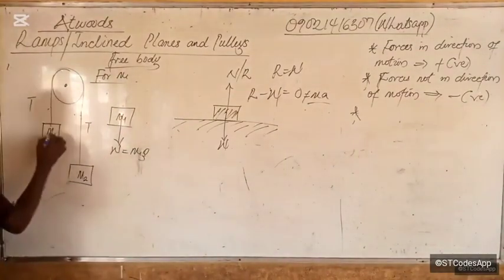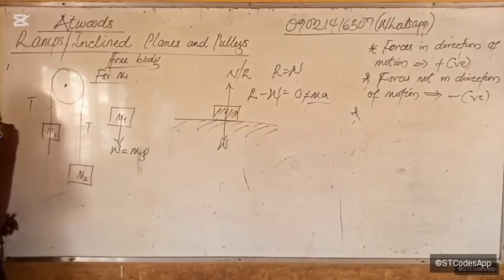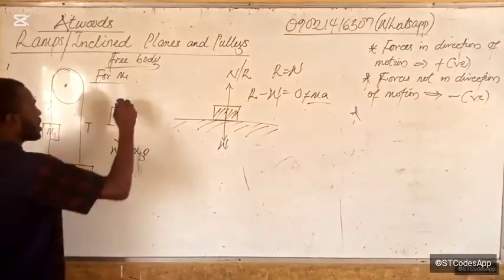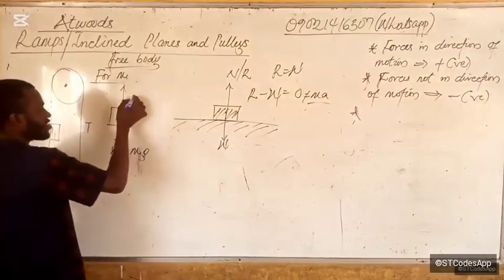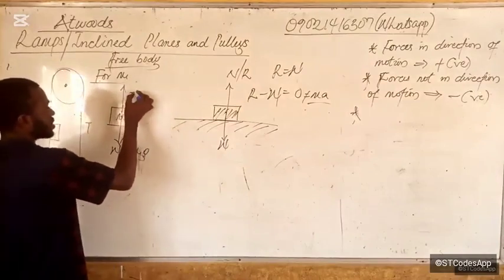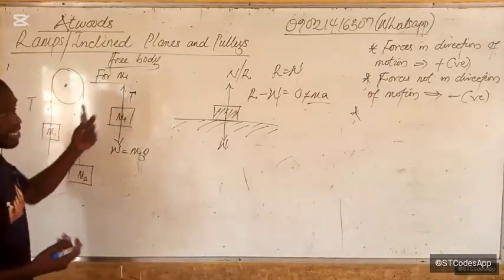So we already know that something is acting downward here, which is the weight of the body. Okay, we've said that here. And what will be acting upward here? That is the tension in the string. Tension in the string.